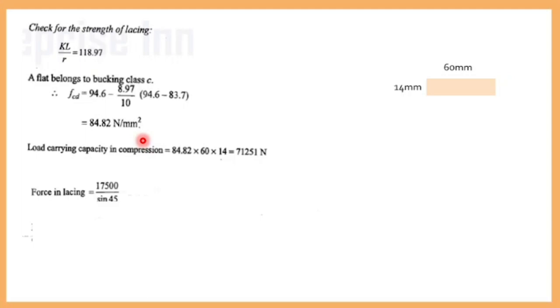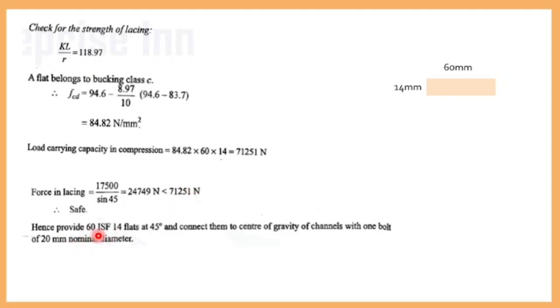What is area of this section? 60 into 14. 71,251. The force coming in this lacing is 24,749, which is very less when comparing to the strength of lacing. Hence it is safe. Providing 60 ISF 14 at an angle of 45 degrees, you will be providing one bolt of 20 mm diameter. This is your lacing design.